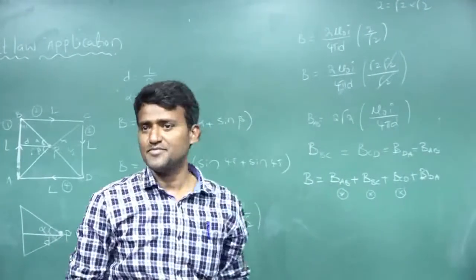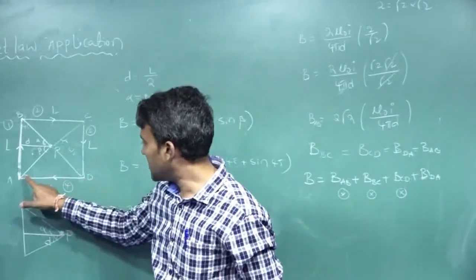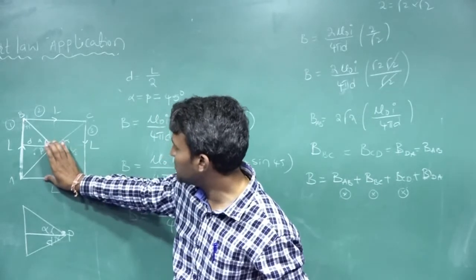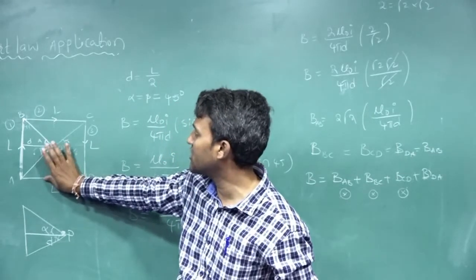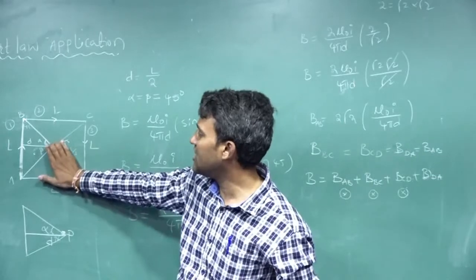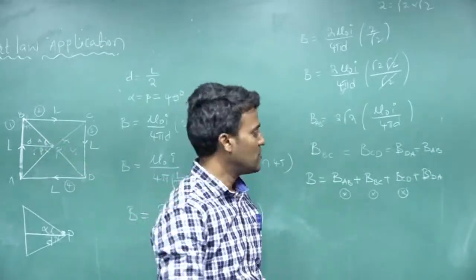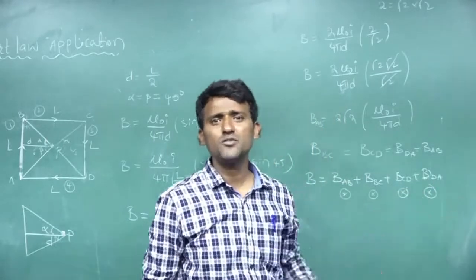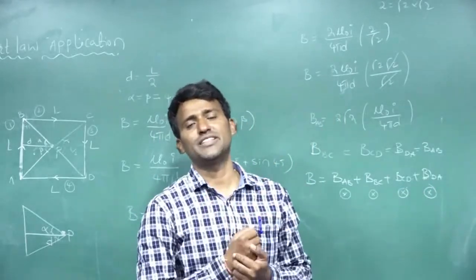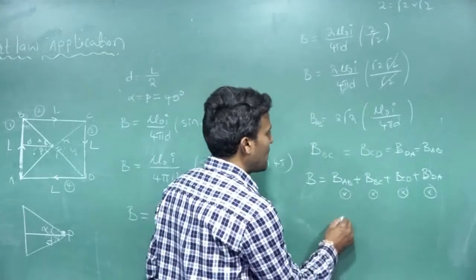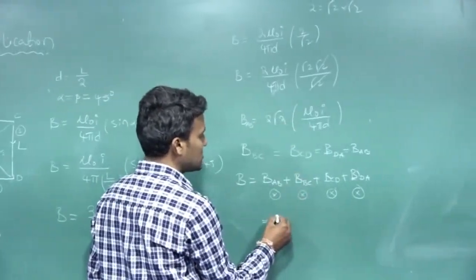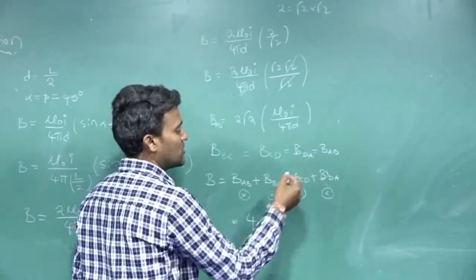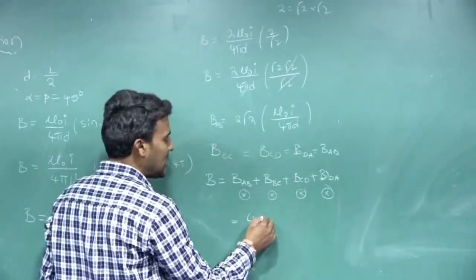Last one, DA. This is DA. See here, the thumb indicates the current direction, and the tips of the fingers we place at the point P where we calculate the magnetic field. This is also inside. So by the right hand rule, all magnetic fields are inside only. At that moment, we can add everything. All are the same, so we can write 4, 1 plus 1 plus 1 plus 1. So 4 times BAB.